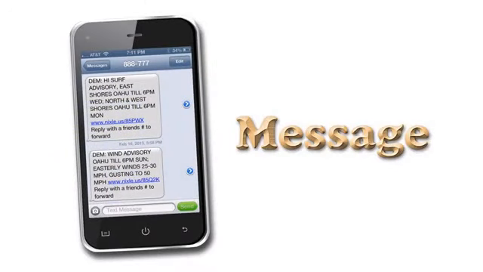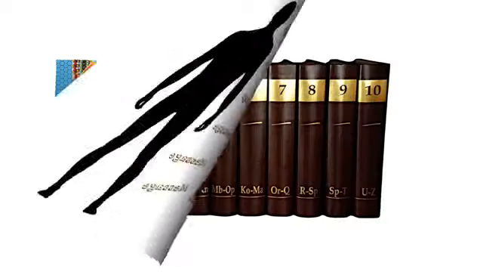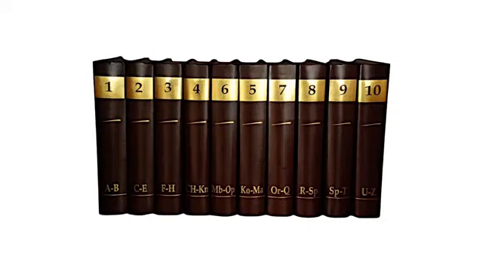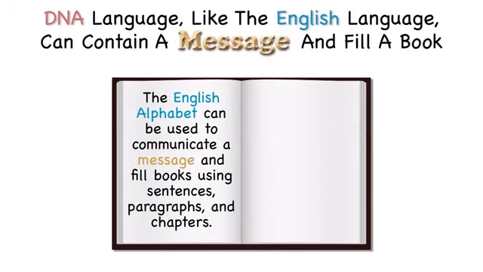Just as we send email messages, voice messages, and text messages, you can think of DNA as sending its own DNA messages with instructions to the cells of living things. Here we have a set of encyclopedias. And here, as we open one of the volumes, we find a blank page, which we'll use to illustrate the point that just as the English alphabet can be used to communicate a message and fill books using sentences, paragraphs, and chapters, the DNA language, like English, can contain a message and fill a book.